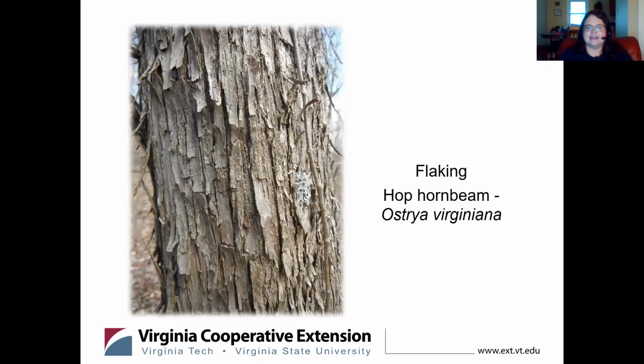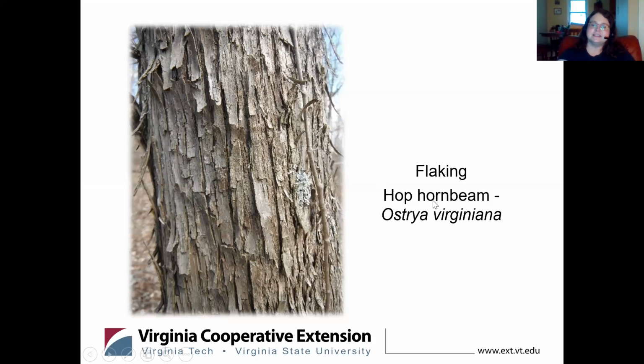And then flaking on a hop hornbeam, a very beautiful native tree that has flaking bark. So you can see this here. It's smaller than we saw with the dramatic shagbark hickory. It has smaller pieces, but they do a similar thing. They kind of curl up at the end, at the edges. And this is what they would consider flaking.